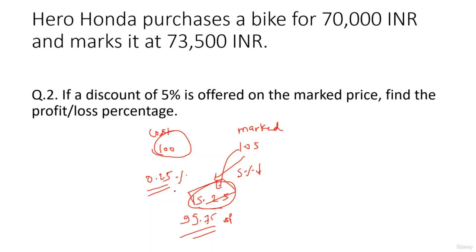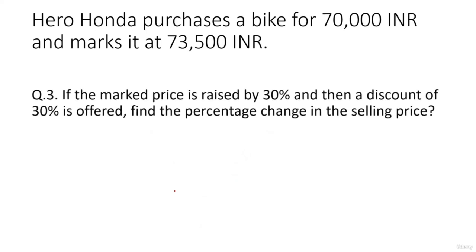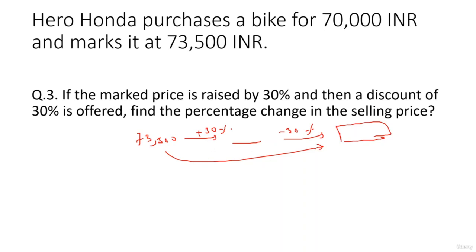All right, we'll go on to the next question now. If the mark price is raised by 30% and a discount of 30% is offered, find the percentage change in the selling price. So now people start taking it as 73,500, and increase it by 30%. Whatever value they get, they reduce it by 30%, and then they compare how much percent change has happened.